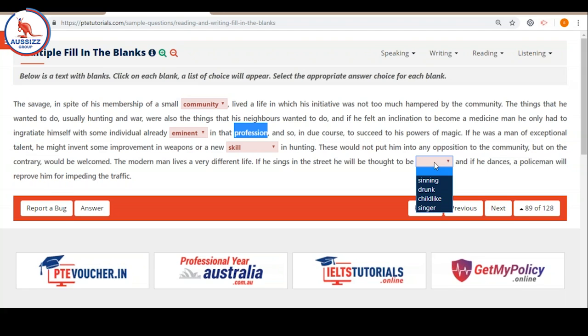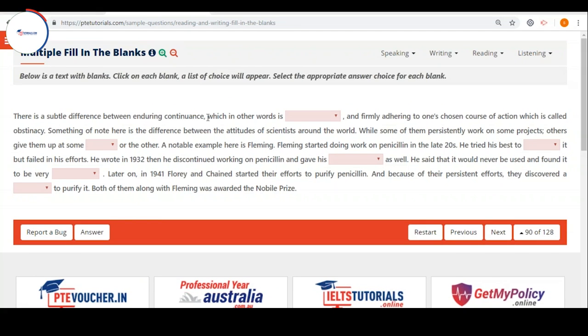Next question. There is a certain difference between enduring continuance, which in other words is dash. Now I have three words: persistence, determination, steadiness. Suppose I'm not aware of the meaning of each and every word which is written there. But sometimes in that line, some words are written in such a way which will give you a hint, and that hint is the tone, end tone of the word. Word is here, continuance.